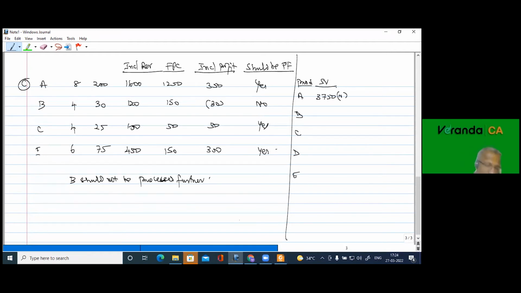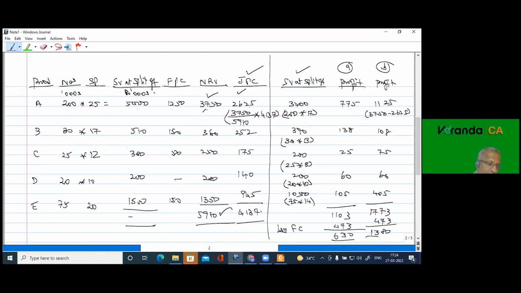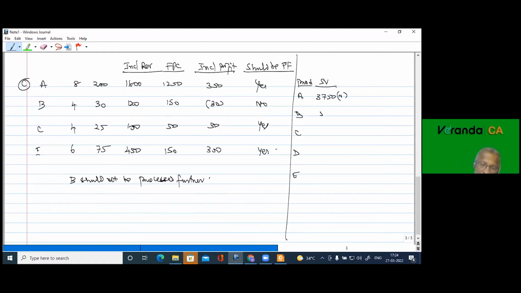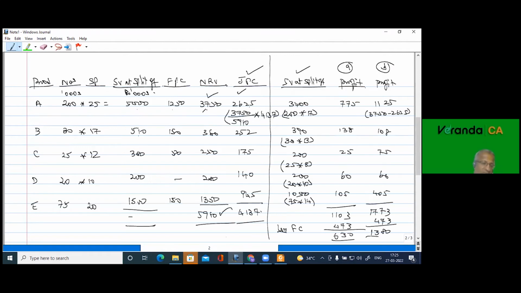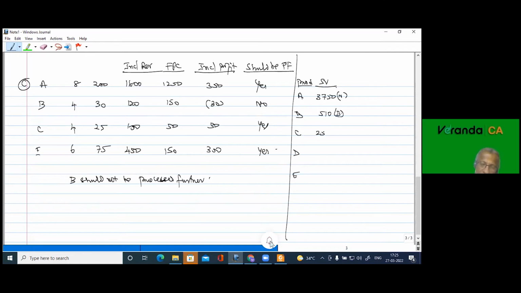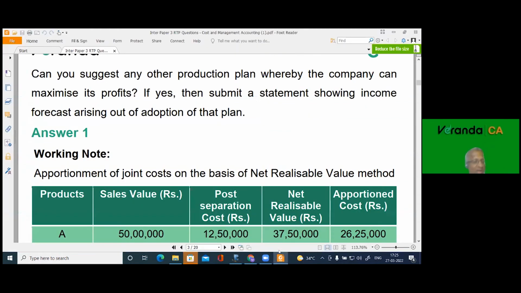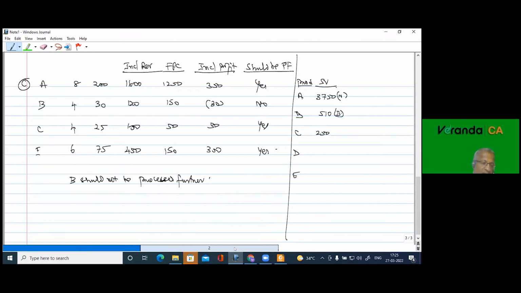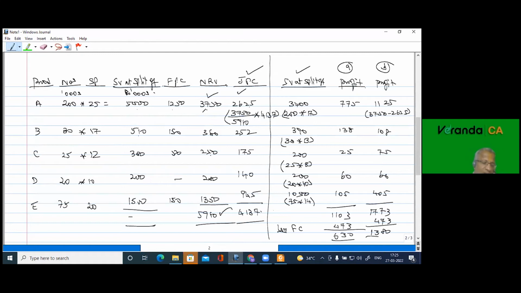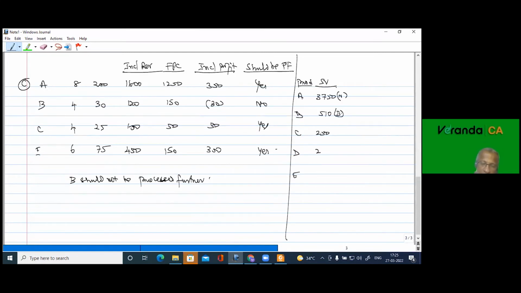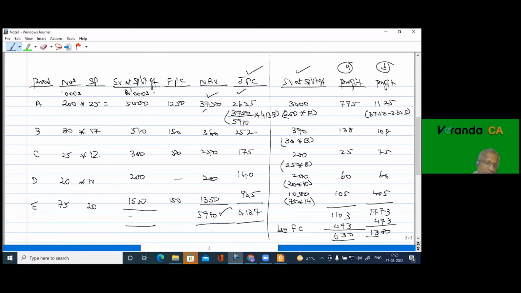B, I should not be processing it further. So it is 510 only. 510, this is before further processing. C, what is that in the case of C? We are going to do net realizable value 250. In any case, I don't have scope for processing it further. So how much was that? As far as B is concerned, it is 200 by default. How about in the case of E, 1450?